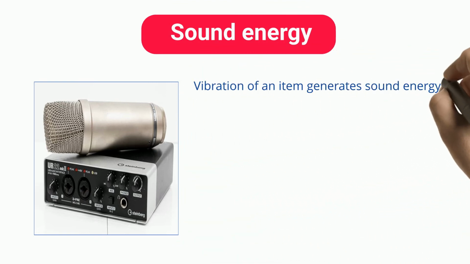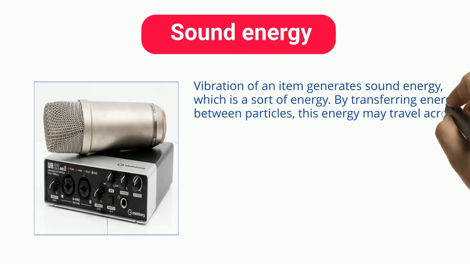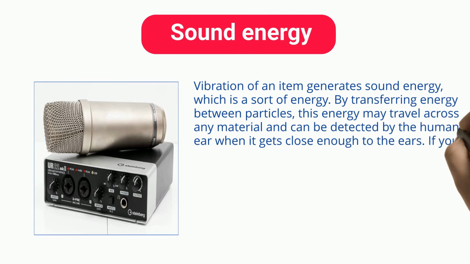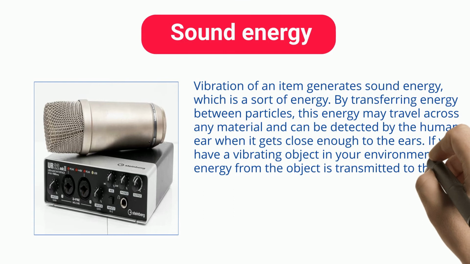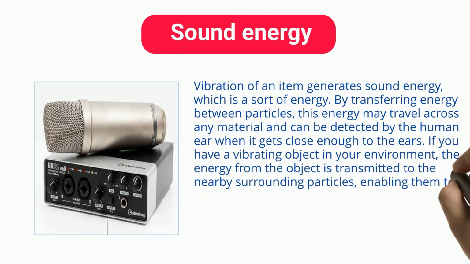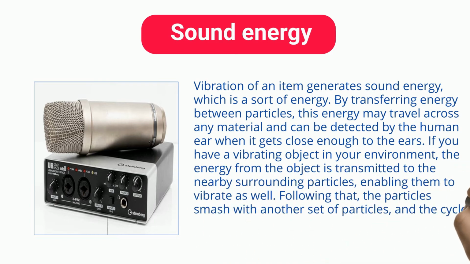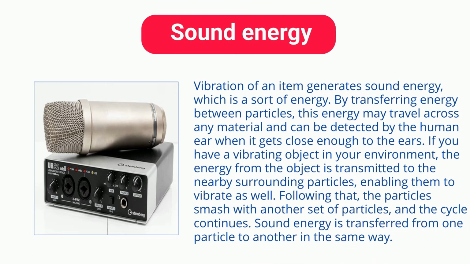Vibration of an item generates sound energy, which is a sort of energy. By transferring energy between particles, this energy may travel across any material and can be detected by the human ear when it gets close enough to the ears. If you have a vibrating object in your environment, the energy from the object is transmitted to the nearby surrounding particles, enabling them to vibrate as well. Following that, the particles smash with another set of particles, and the cycle continues. Sound energy is transferred from one particle to another in the same way.